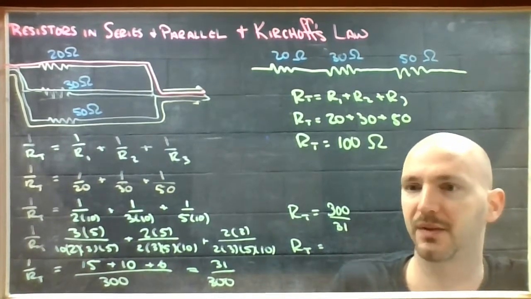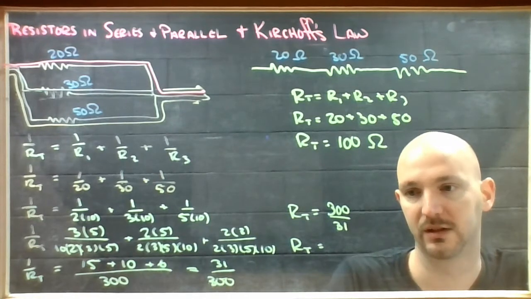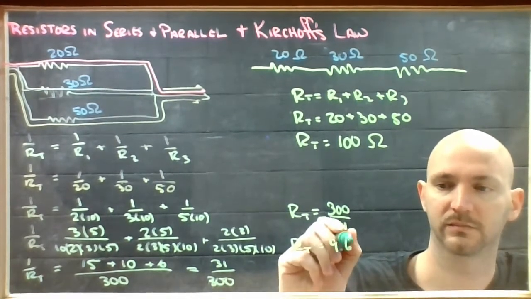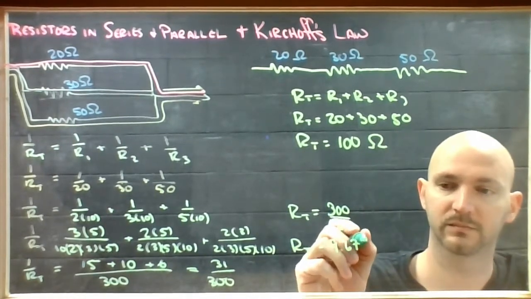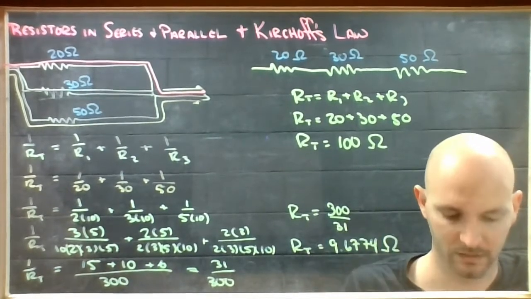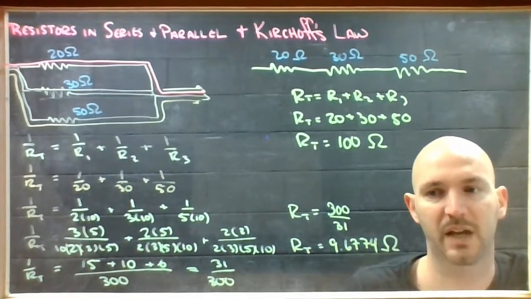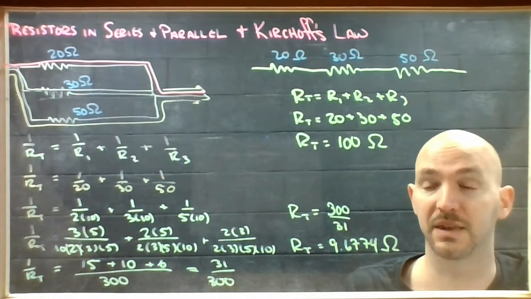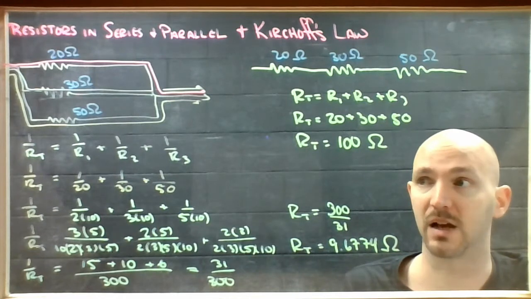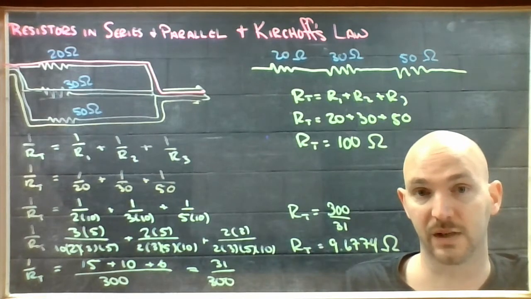Now, if you've ever tried dividing by 31, you know this is going to be a mess. But 300 divided by 31 gives us 9.6774. And I think the rounded answer from before was 9.6777. So we're off by 3 ten-thousandths of an ohm. Maybe that matters, maybe it doesn't. I think for us, just doing these calculations, it doesn't matter. So if you prefer the fraction method, go ahead. If you prefer the decimal method, you're welcome to do that as well.